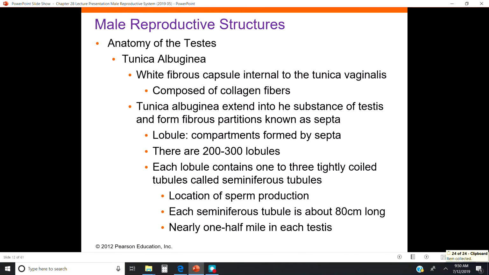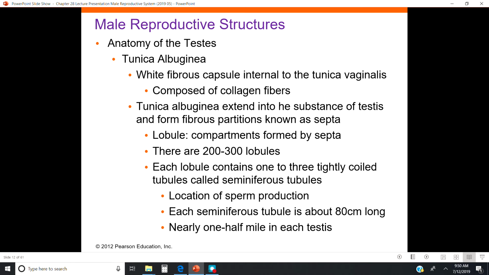Okay, so let's take a look at the anatomy of the testicle. Let's take a look at the tunica albuginea. This is a covering on the testes that is a white fibrous capsule. It's just inside the tunica vaginalis. Again, remember that tunica vaginalis is that serous membrane of the scrotum, and this capsule is composed of collagen fibers.